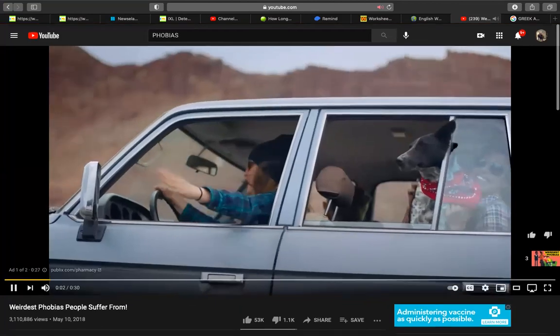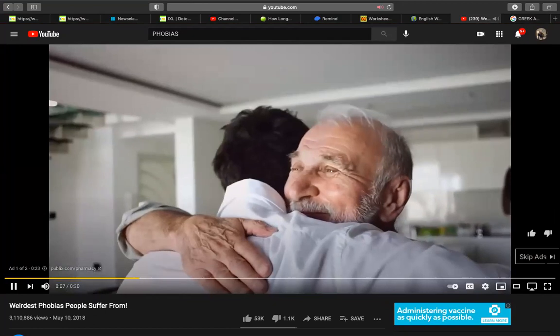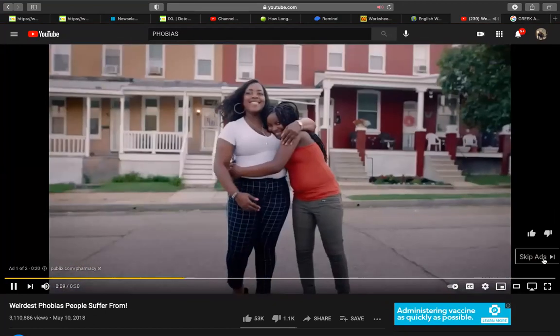To travel beyond our living rooms. To hug our parents. Gotta hug them again. Don't you miss hugs?